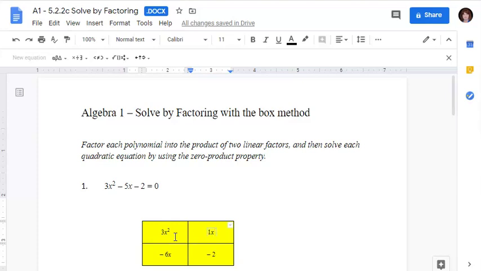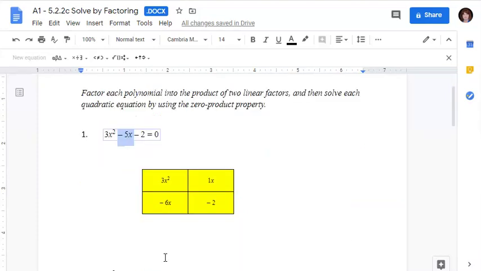You may wonder, why did we choose those 2 factors? There are other factors that have a product of negative 6x squared. We could have chosen 3x and negative 2x, or negative 3x and positive 2x, and those both have a product of negative 6x squared. But they don't add up to the middle term, negative 5x. The only pair that does both are the 2 we chose. So those are the only viable options.